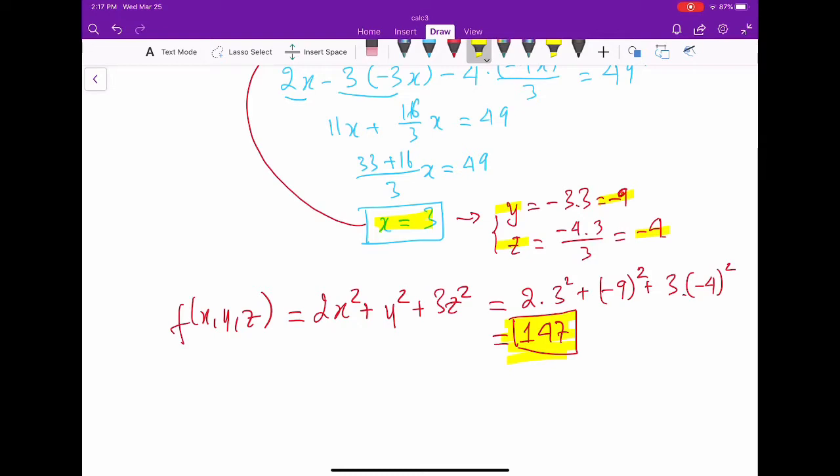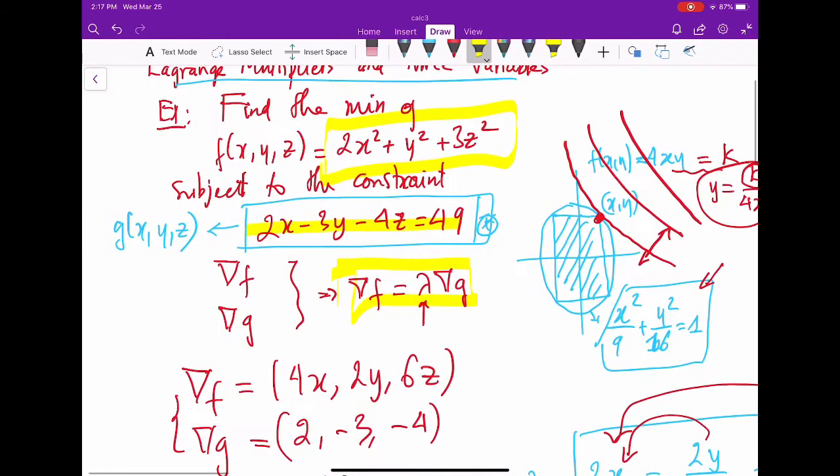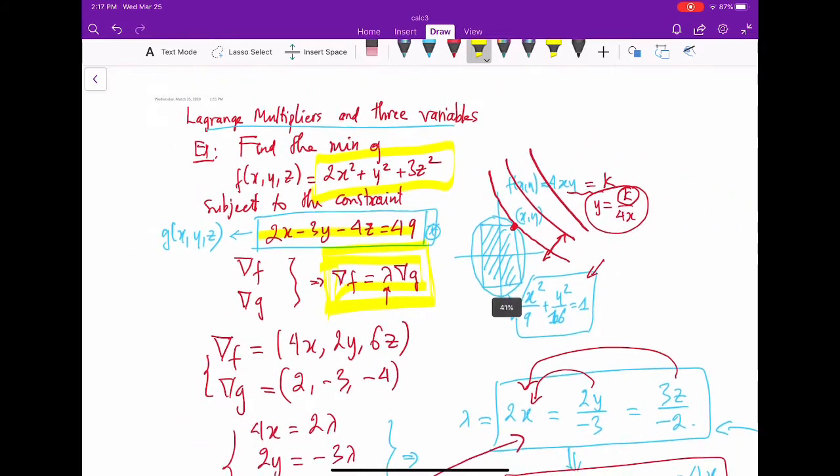So I think everything is okay. The only thing we need to pay attention to is this equation. That is the main idea. For a function of 2 variables, for a function of 3 variables, or for a function of n variables, you use the same method. So the gradient of f is a scalar multiple of the gradient of g. Make sense? All right, let's move to the next example.